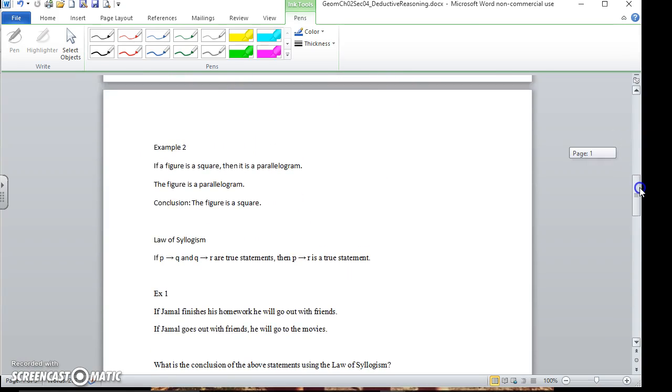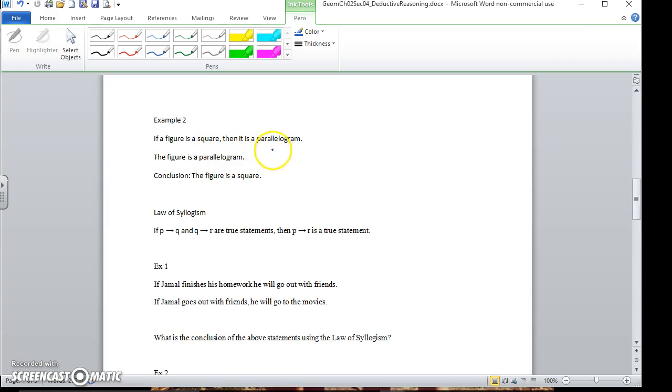All right, let's look at example number 2. If a figure is a square, then it is a parallelogram. So P implies Q. All right, so remember what we're looking for. P implies Q, and then we're going to make the statement about the hypothesis, the first part, P is true, therefore Q. All right, so let's look at this next part. The figure is a parallelogram. Oh, wait a minute. So we have P implies Q, then we have Q. That is not the law of detachment. So this is not a valid argument. So we would just say, this is actually an invalid conclusion.